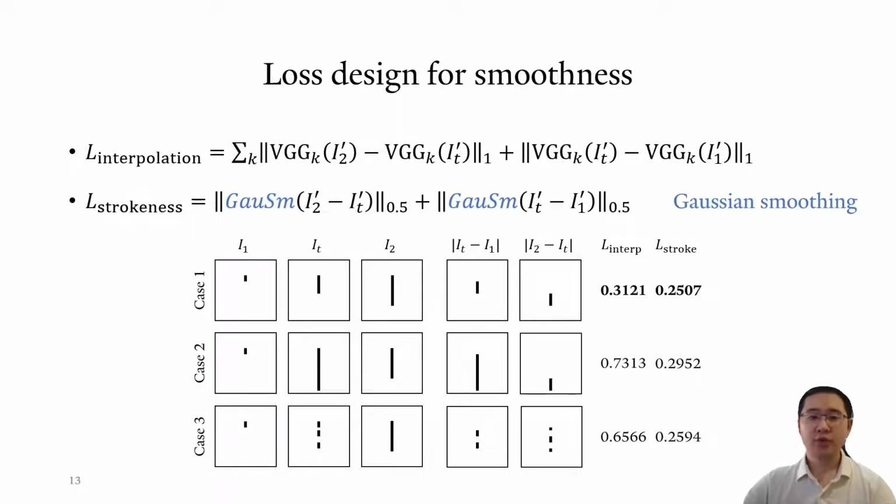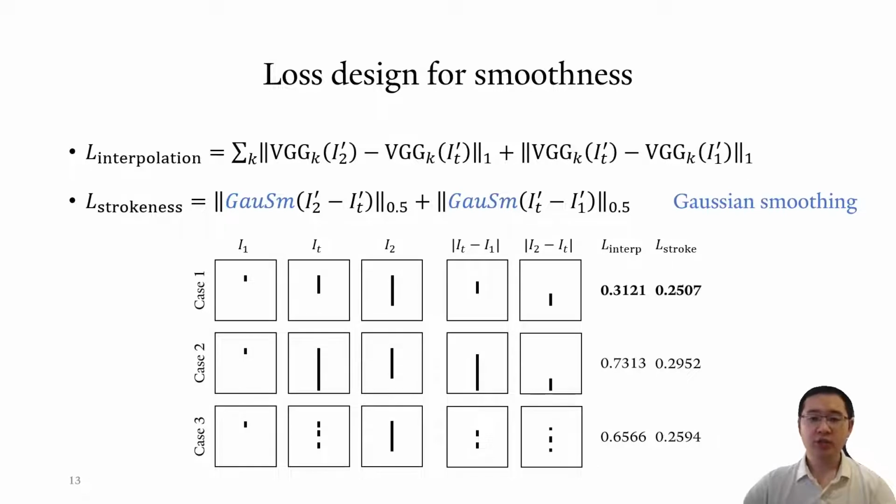We also came up with a few new loss terms for smooth interpolation in this specific task. As shown at the bottom, case 1 is an ideal case where the stroke grows smoothly. Case 2 and case 3 are counterexamples. In case 2, a stroke overgrows and then shrinks. In case 3, a stroke grows in fragments. The interpolation loss uses the sum of VGG output from different layers to encourage smooth and linear transition.